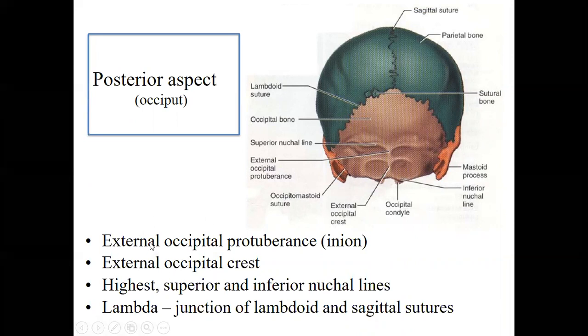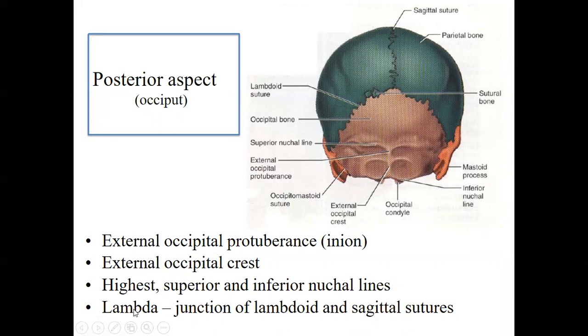This first one is the external occipital protuberance, the prominent part here, the inion that I have mentioned earlier. And then we have the external occipital crest, and then we have the superior nuchal line. We have the inferior nuchal line. Sorry, not this one. Superior nuchal line, we have the inferior nuchal line.